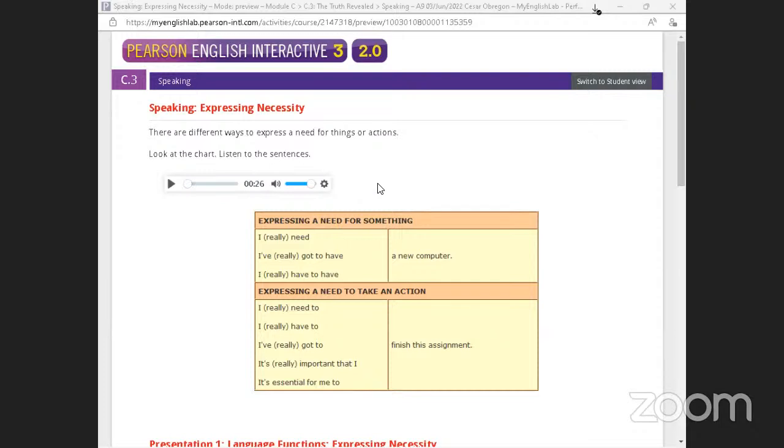Okay, all right. So let's go now into the speaking section, expressing necessity. There are different ways to express a need for things or actions.